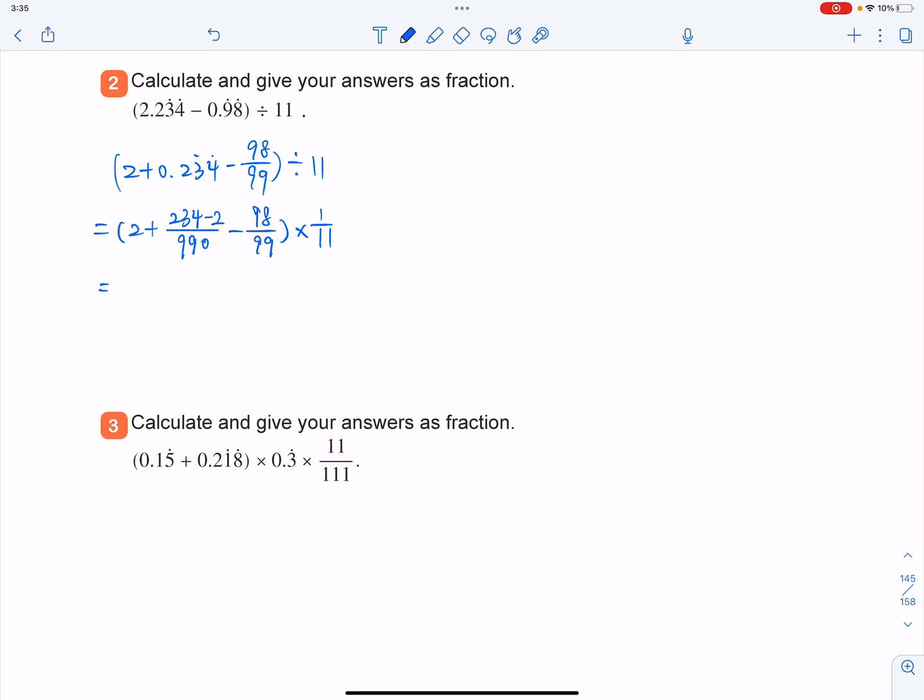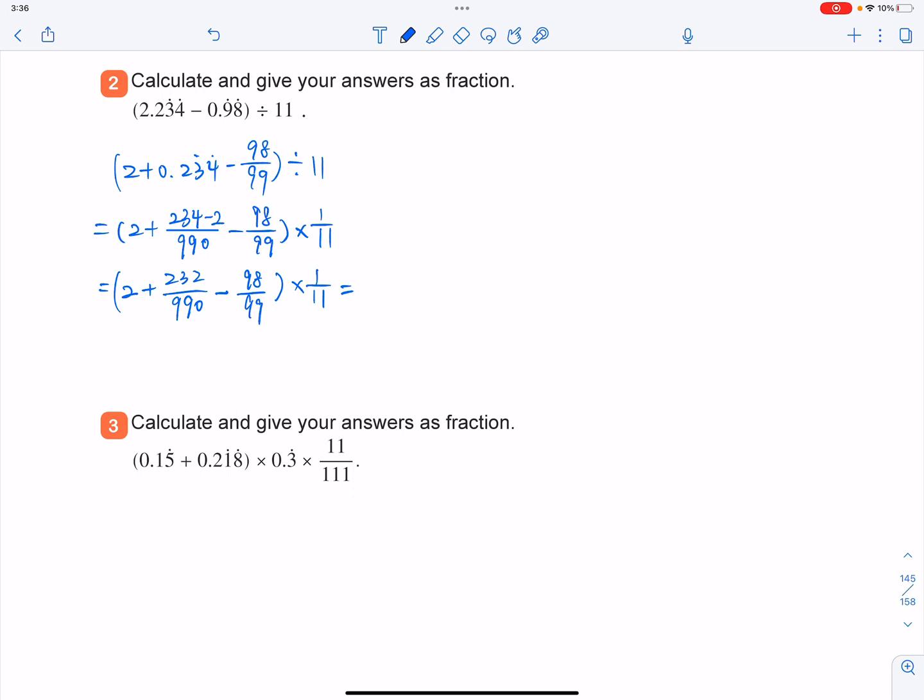So let's see, what do we have here? You will have this 2 plus 232 over 990, take away 98 over 99, okay, in the bracket, times by 1/11. Now let's have a look at this. What do we have? Can we simplify it?